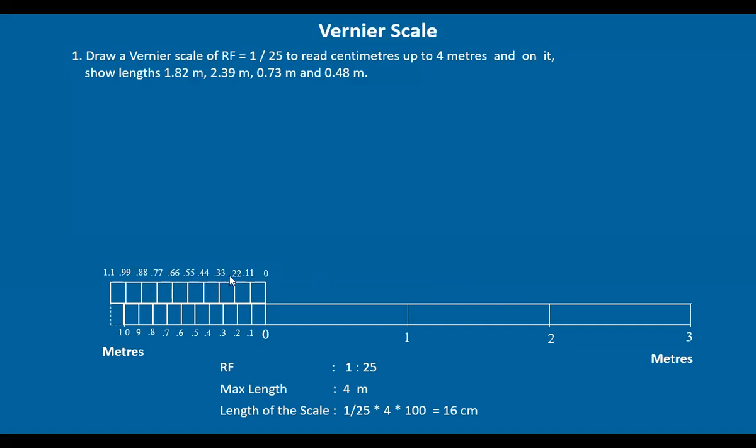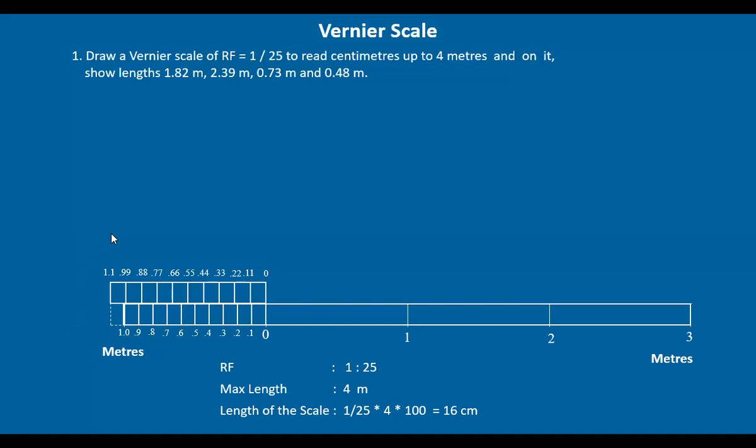Now, suppose I have drawn a line here at 0.11 and 0.1. What is the gap between these two lines? 0.11 minus 0.1 is 0.01. That means we are able to measure the second decimal also, that is the second unit also. So this 0.1 means 1 decimeter, and 0.01 means 1 centimeter, right? That means we are able to measure meters, decimeters and centimeters also.